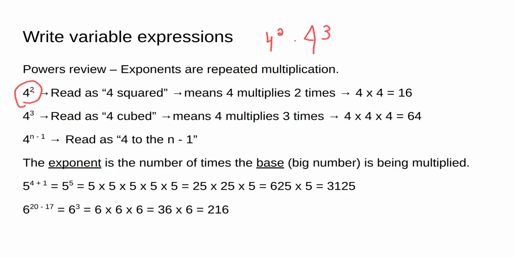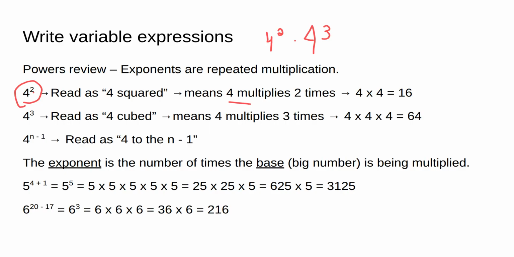Something to the power of 2 or 3 has special names. For the power of 2 it's just squared, for the power of 3 it's cubed. Anything after that is just raised to whatever power it is. So look at this. This is read as 4 squared, or 4 to the power of 2. This means you multiply the base 4, 2 times. It becomes 4 times 4, which is 16.